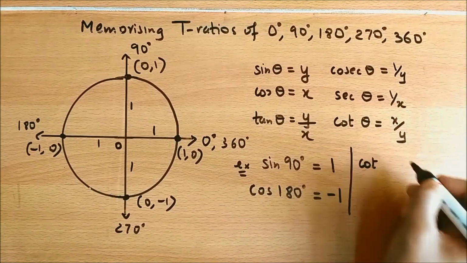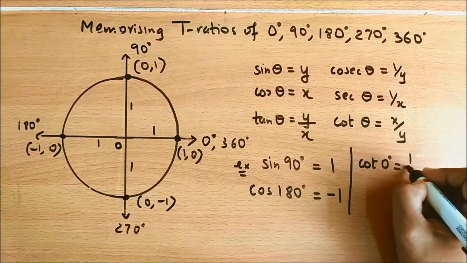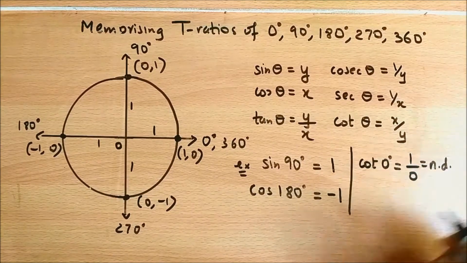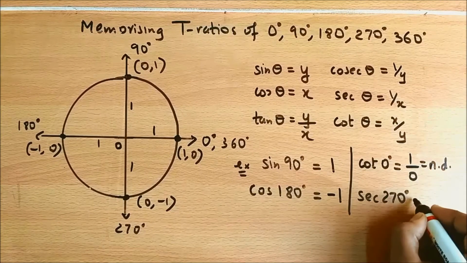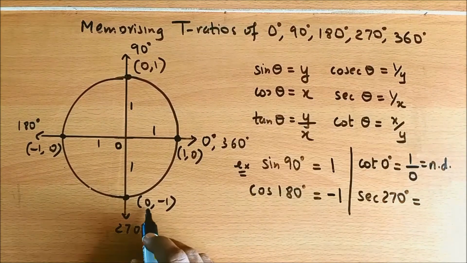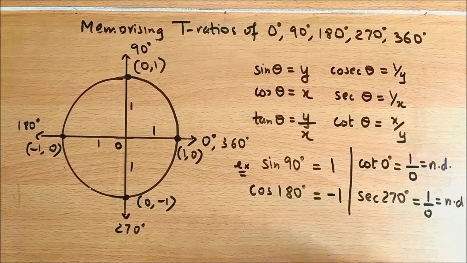Suppose I need cot of, say, 0 degrees. So it is 1 by 0. That is not defined. Let's take, say, sec of 270 degrees. So reciprocal of 0, that will be 1 by 0. Again, it is not defined.